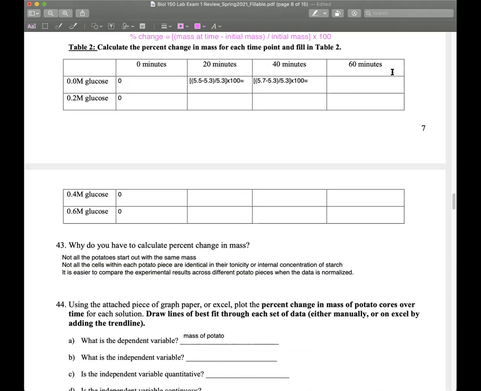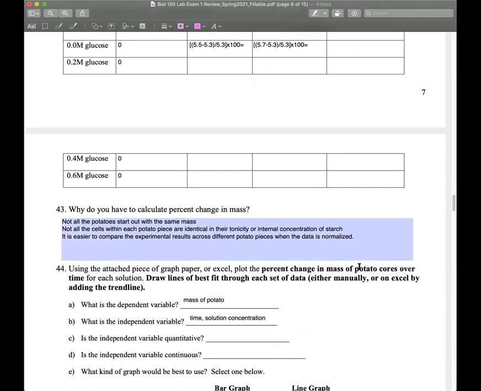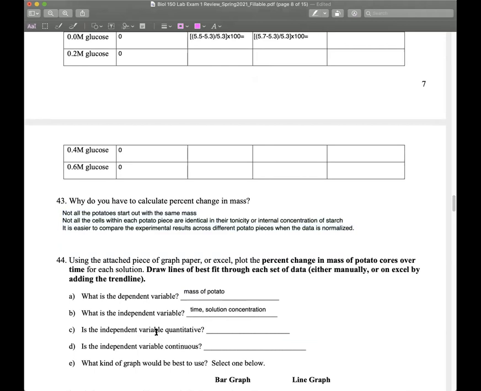One would be time. So of course we're looking at this change over time. And then we also have these different solutions. So we'll say solution concentration. So our independent variables, one or both of them, are they quantitative? Can they be described with a number, time and solution concentration? Yes, absolutely. Are they continuous? Yes, they are both continuous. Time and concentration are continuous.